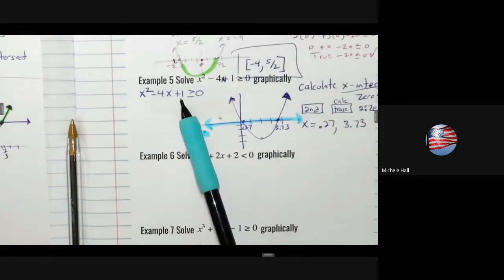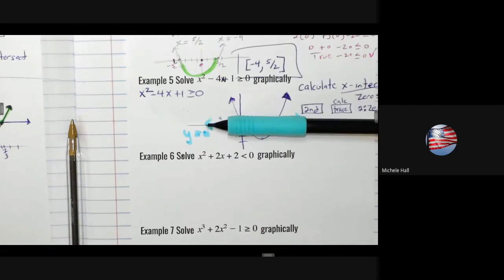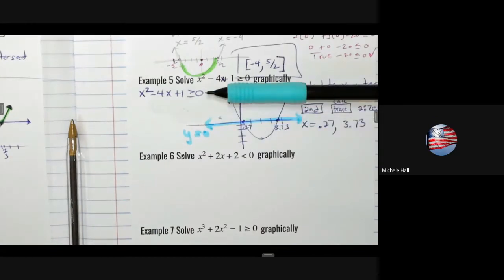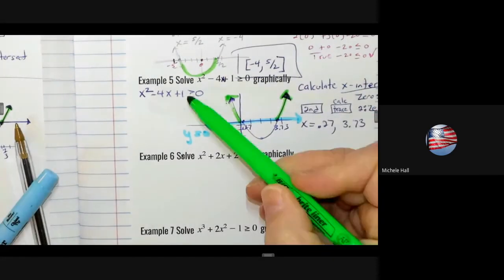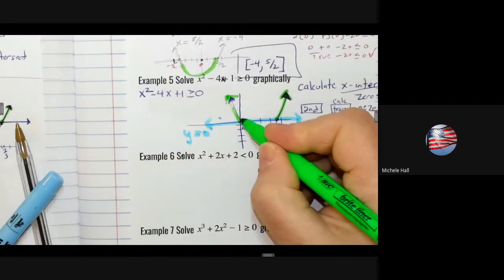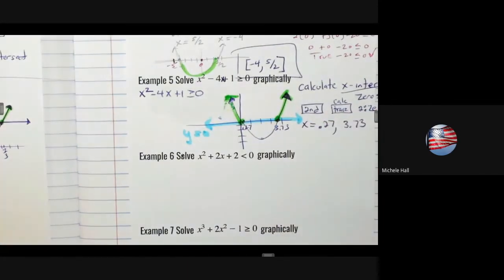When is the parabola greater than or equal to 0? The parabola is greater than 0 when it's above y equals 0. That is where it is greater than 0. And it says greater than or equal to. So at these points, it could be there or greater than. We can answer the final question.